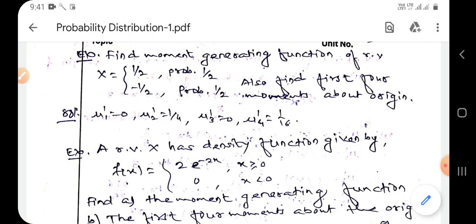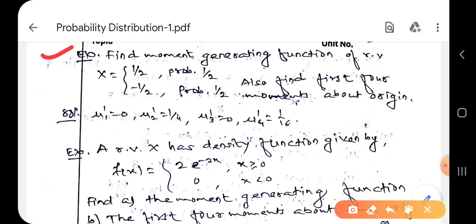To understand the concept of moments, we will take some more problems on moments. Here the first problem is: find the moment generating function of random variable x equal to 1 by 2, probability is 1 by 2, and minus 1 by 2, probability is again 1 by 2. Also find the first 4 moments about origin. About origin means mu1 dash, mu2 dash, mu3 dash and mu4 dash, that we have to find.